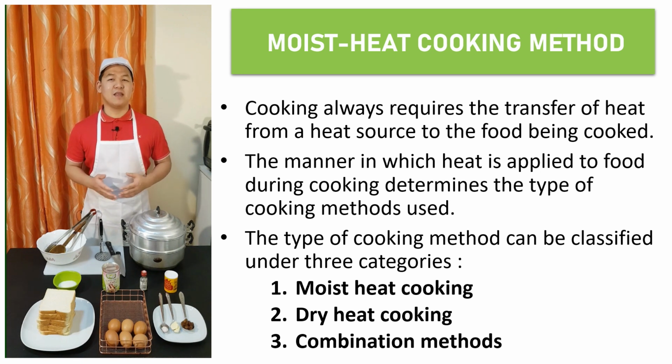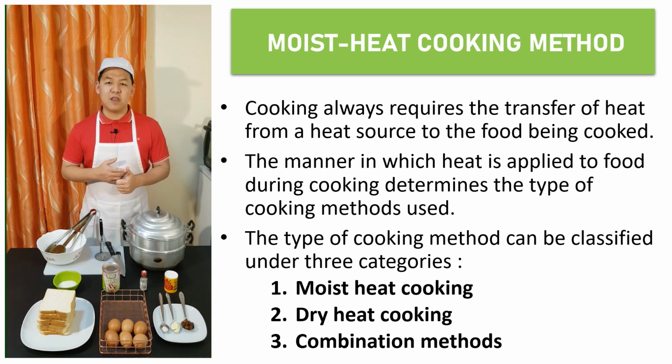Cooking always requires the transfer of heat from a heat source to the food being cooked. Understanding how each process works will help us to determine which cooking method is most appropriate for the result we are trying to achieve. The manner in which heat is applied to the food during cooking will determine the type of cooking method used. Generally, the types of cooking methods can be classified under 3 categories: the first one is moist heat cooking methods, the second one is dry heat cooking methods, and the third one is the combination of both methods.